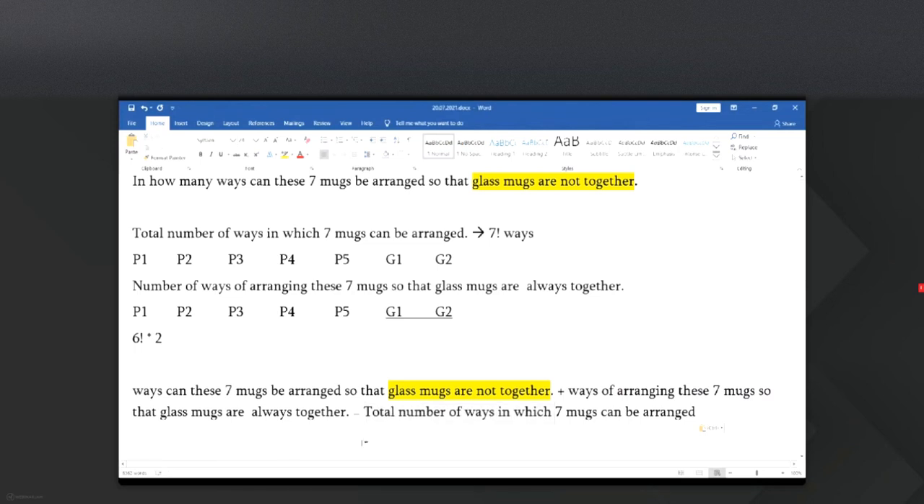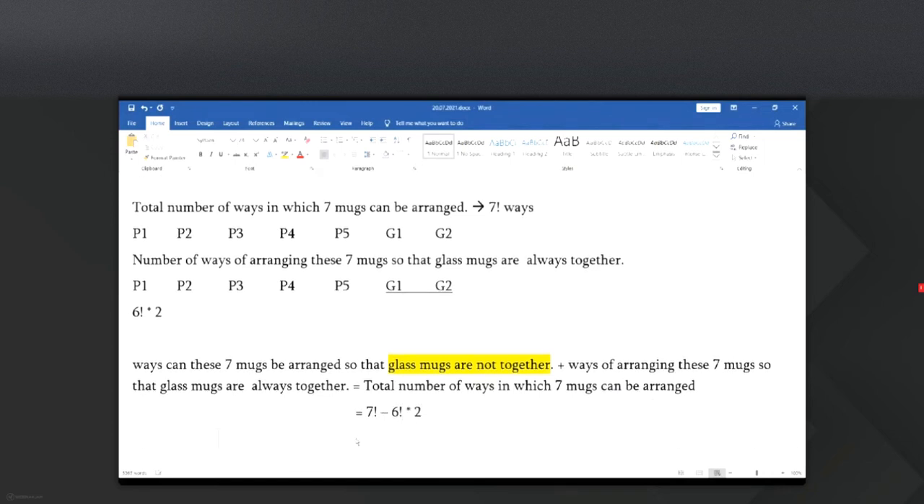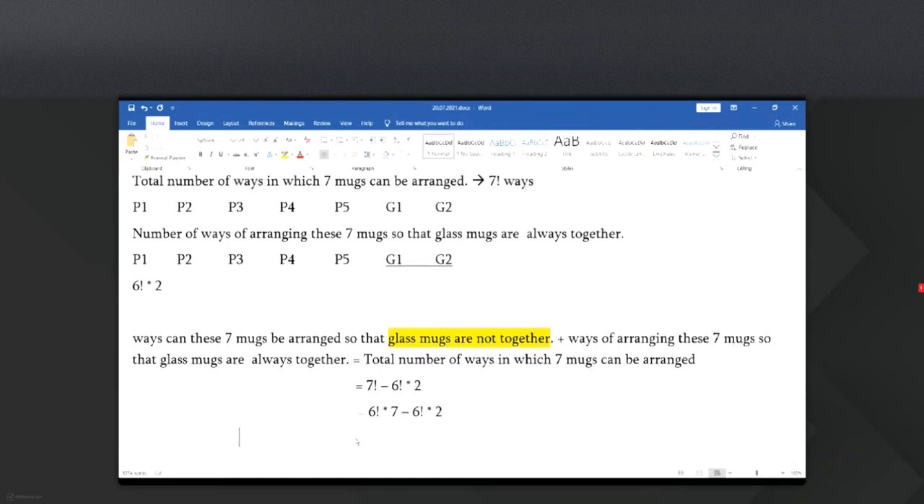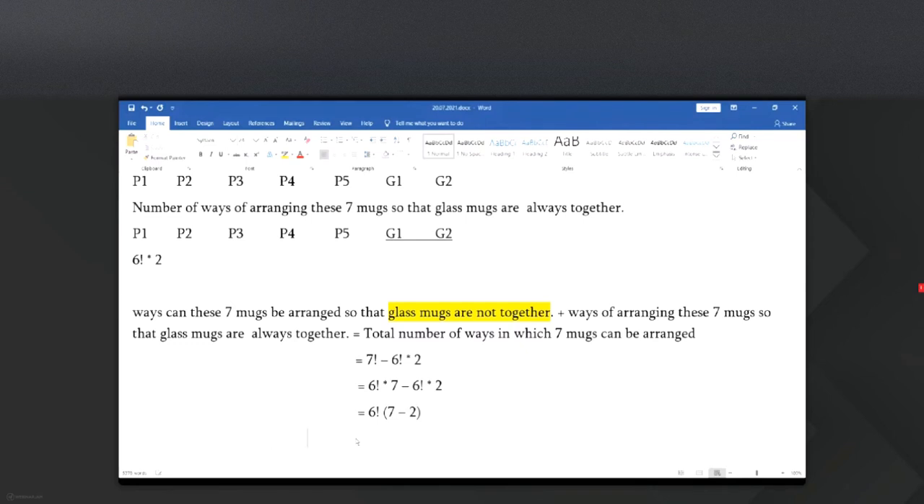So here the total number is 7 factorial minus 6 factorial into 2. 7 factorial can be written as 6 factorial into 7, minus 6 factorial multiplied by 2. So you take 6 factorial outside, and on the inside you will have 7 minus 2. So this will give me 6 factorial into 5.